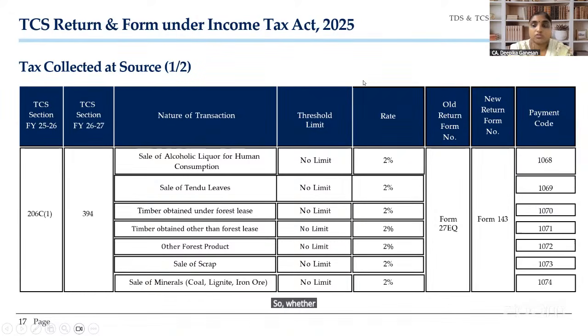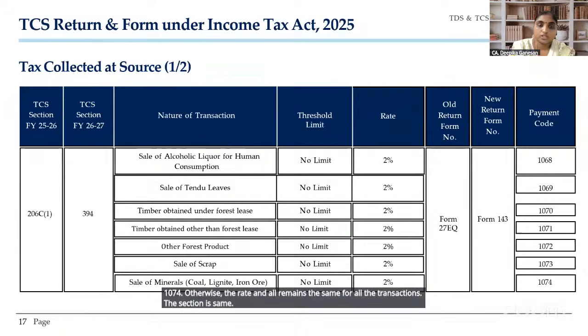So whether it is going to be sale of alcoholic liquor, tendu leaves, then timber from forest lease, then timber obtained from other than forest lease, any other forest products, scrap, or sale of minerals like coal, lignite, iron ore, and all these, there is no threshold limit and the rate is same. So earlier form 27EQ is replaced with form 143. The payment code is different for each of the transactions starting from 1068 and it goes on till 1074. Otherwise, the rate and all remains the same for all the transactions. The section is same and form is 143.